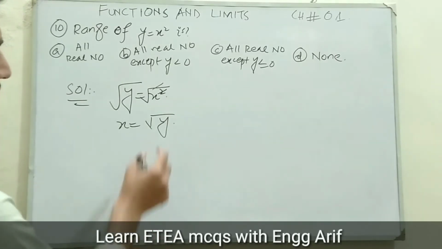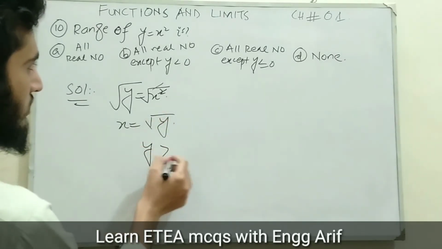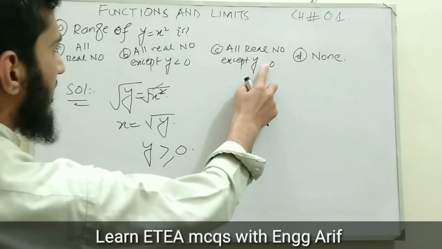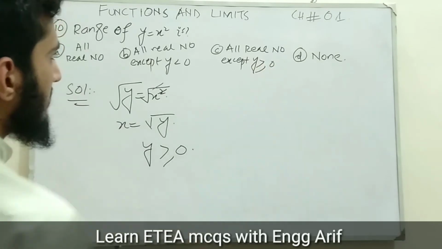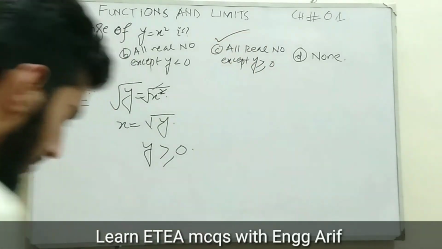Now for the range, if an expression comes inside the radicand, that expression must be greater than or equal to 0. So this is the condition. Here it is not less than or equal to 0; it is greater than or equal to 0. So it means y is greater than or equal to 0. So the correct option is option number C.